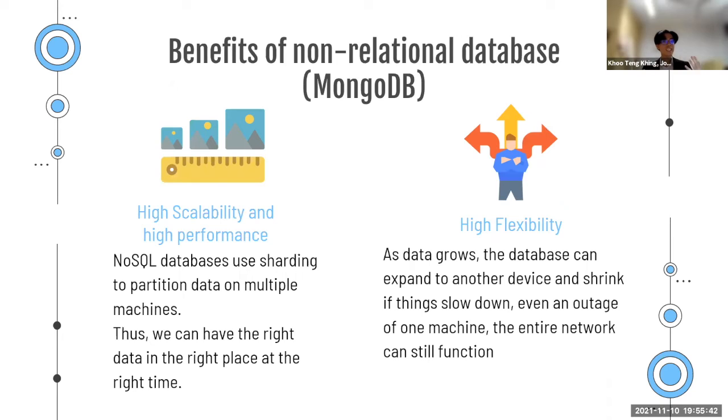So what exactly are the benefits of NoSQL? Firstly, it allows high scalability and high performance. NoSQL databases use sharding to partition data on multiple machines, allowing organizations to have the right data in the right place at the right time. Next, NoSQL has high flexibility for users. As data grows, non-relational databases can expand to another device and shrink if things slow down.